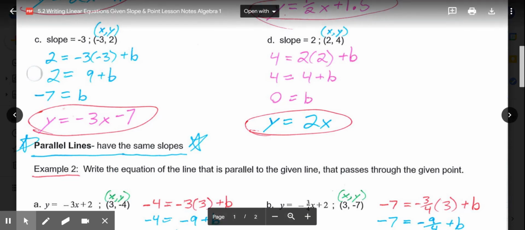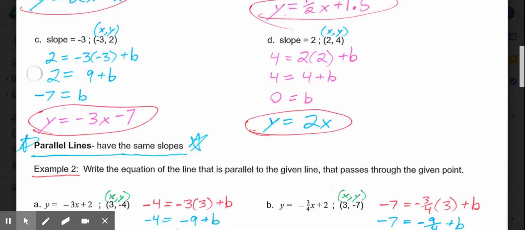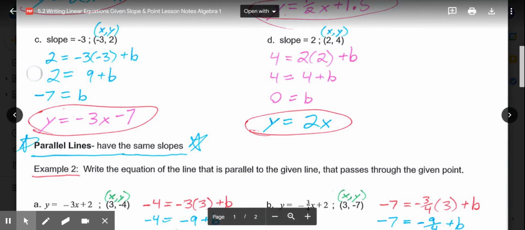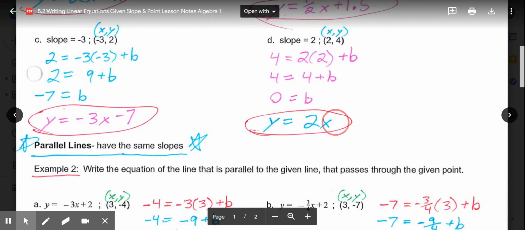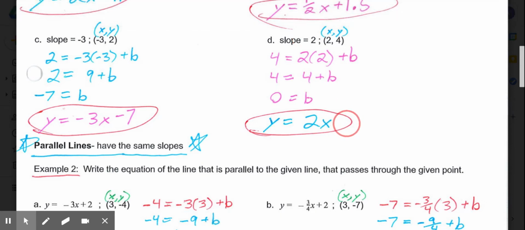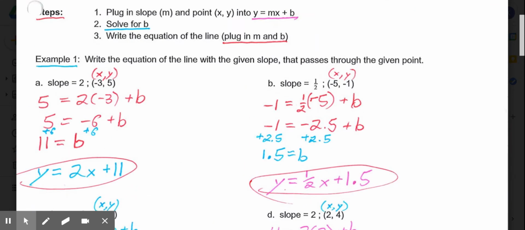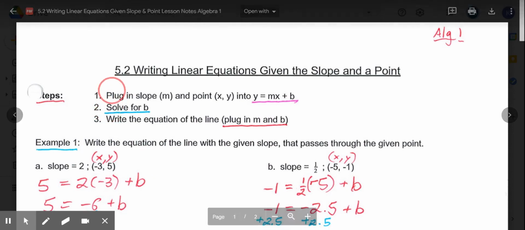And then in D, the slope is 2. Our point is 2 comma 4. So setting up y equals mx plus b to solve for b, 4 equals 2 times 2 plus b. 4 equals 4 plus b. So subtract 4 from each side, and b equals 0. So our equation is simply y equals 2x, just using the slope, because b is 0, so that'd be plus 0, which we don't need to write. Again, the idea goes back to these 3 steps.